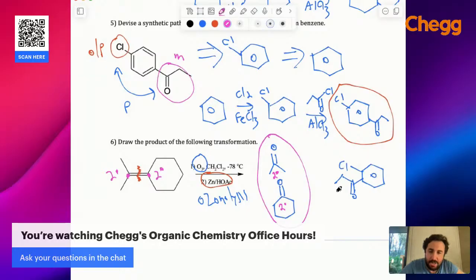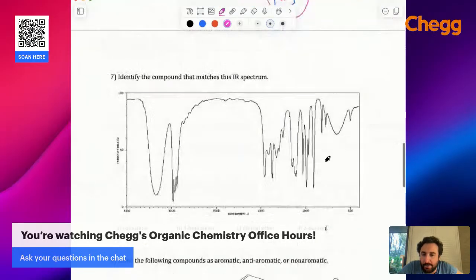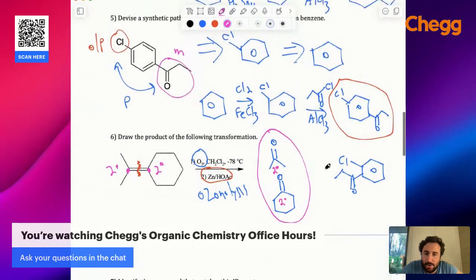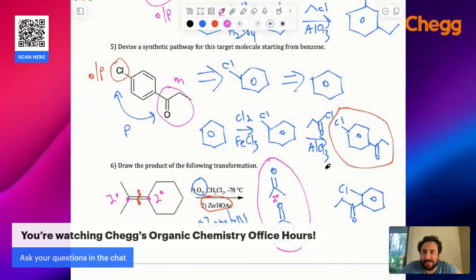So that's ozonolysis. I had a few more here. Oh, so next is IR. We'll start there next week. Somebody asked for IR. So IR and NMR, and then sometimes you get questions with IR and NMR together. And so that's a good thing to learn about.